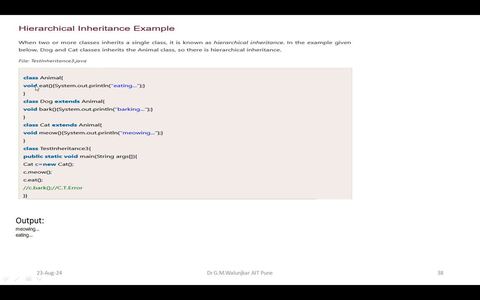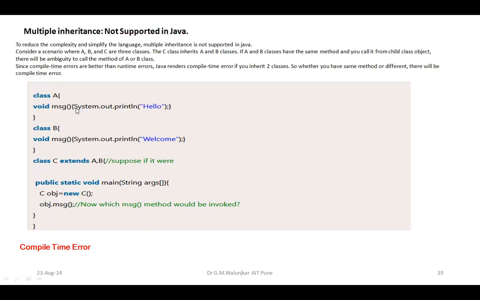Hierarchical inheritance also is there, that is class Animal is there. So class Dog extends Animal and class Cat extends Animal. So two child classes of a single parent. That concept is hierarchical inheritance.